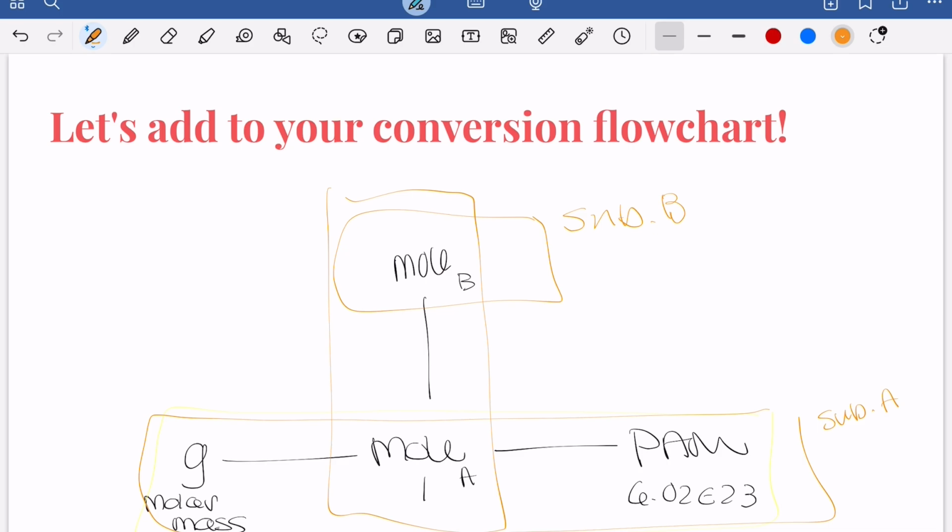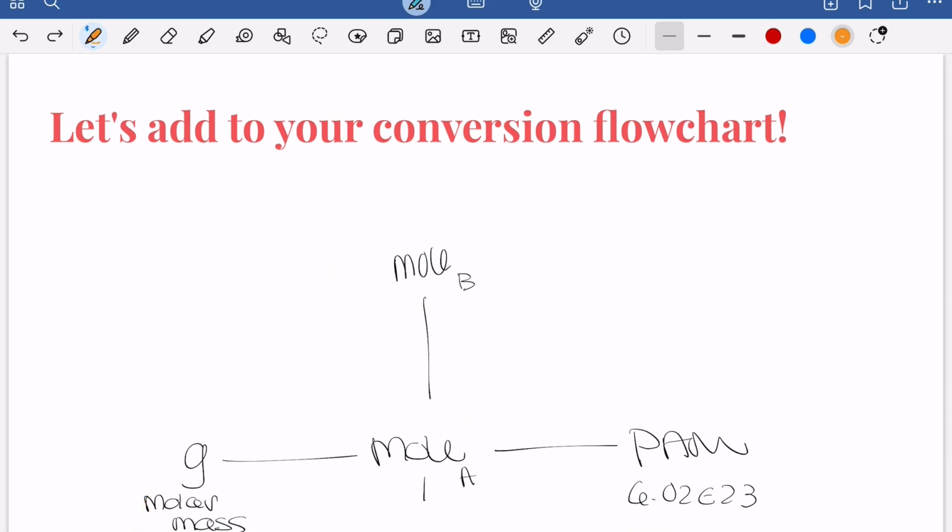Now, as you have written your 1 and 6.02 E23 and all your conversion factors for the bottom, your conversion factor here is your coefficients.